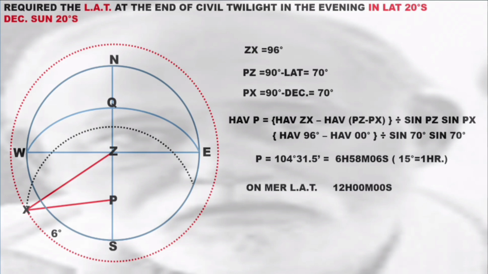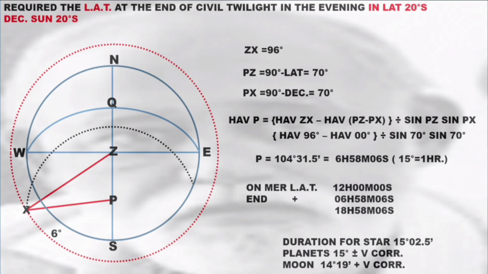The sun is on the meridian at 12 o'clock LAT, which is local apparent time, plus angle P, that would be the LAT when the civil twilight will end. The duration for various bodies would depend on whatever the rate of change of GHA is concerning a particular body there.